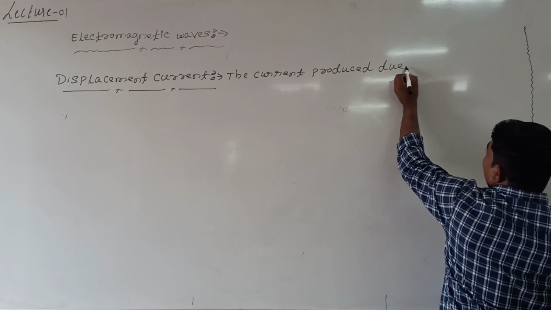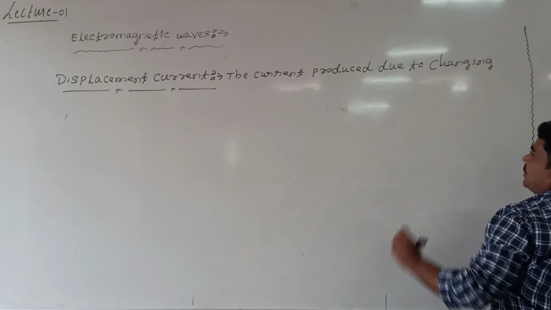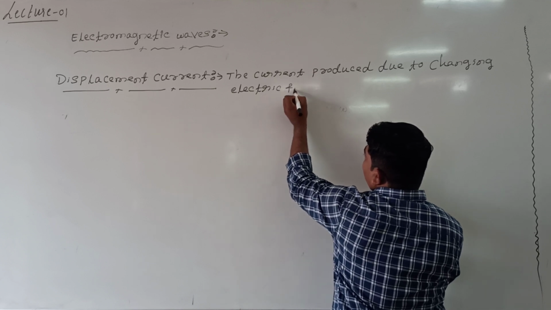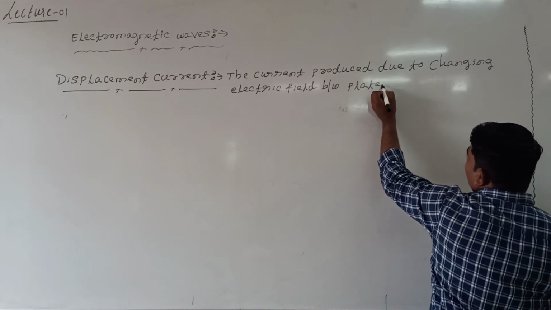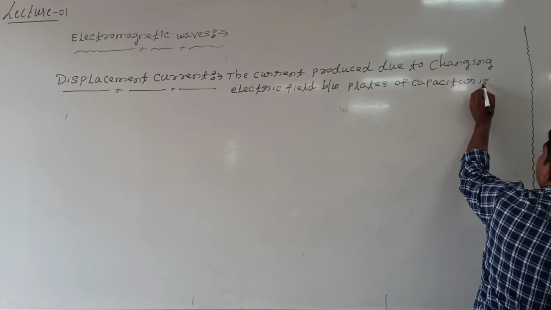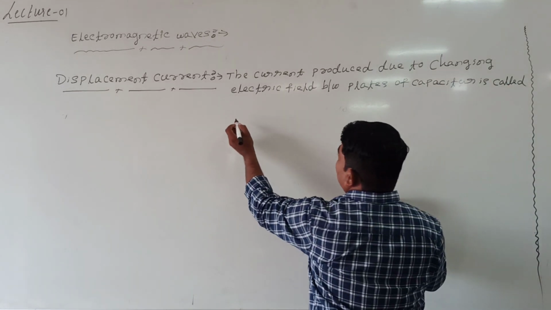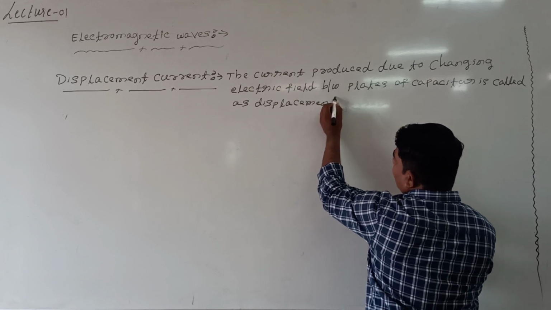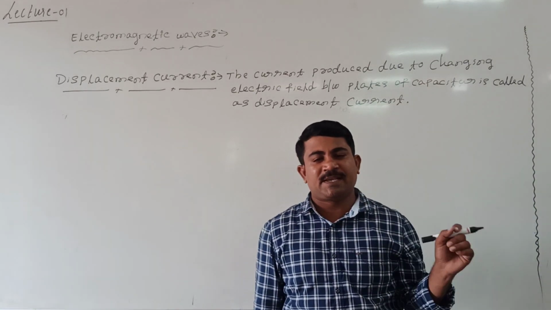Due to changing electric field, between plates of capacitor, the current is called displacement current. Now in detail we will see how the displacement current is produced.